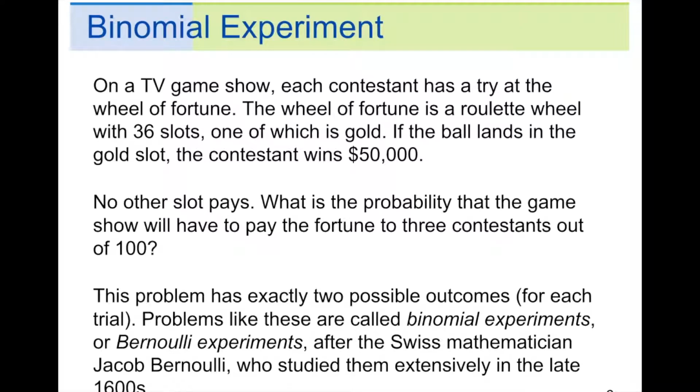This problem has exactly 2 possible outcomes for each trial. Problems like these are called binomial experiments, or Bernoulli experiments, after the Swiss mathematician Jacob Bernoulli, who studied them extensively in the late 1600s, hence why they're called binomial experiments, because there's 2 possible outcomes.